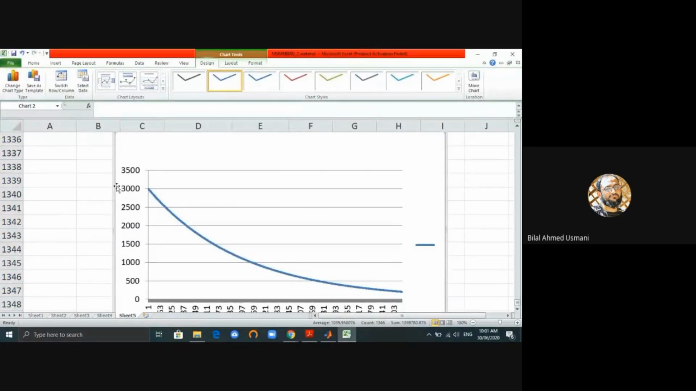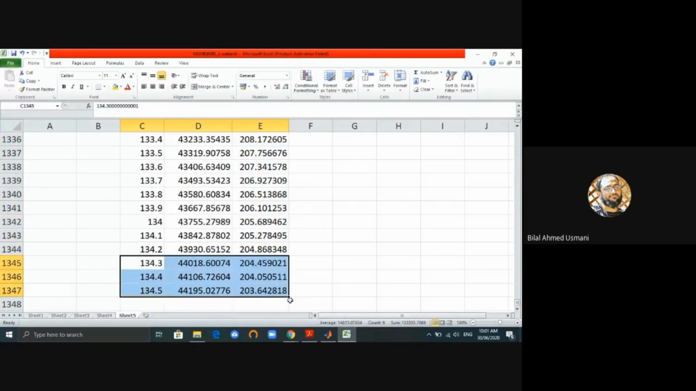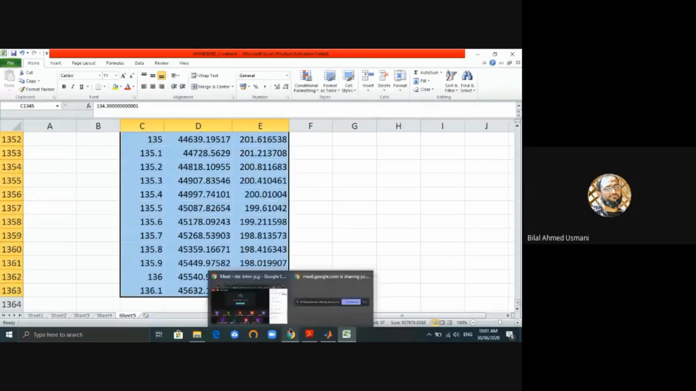Okay, so this is the exponential decline. You started with 3000 and you are at less than 500 in a matter of, I think, 120 days or 134, 135 days. So this is an example of exponential decline. The curve would always decline.